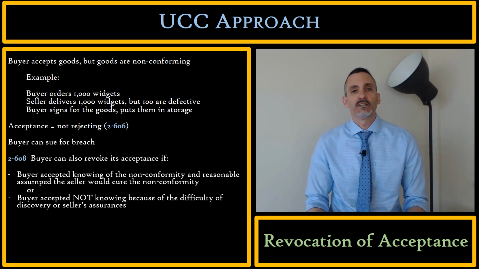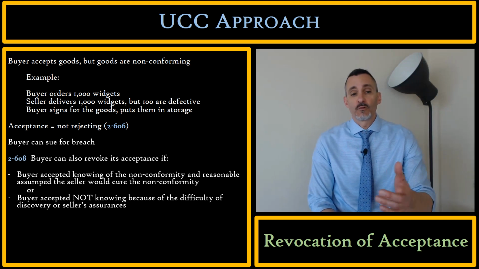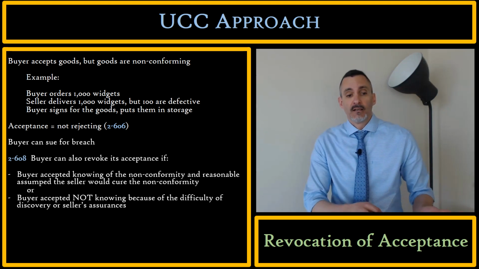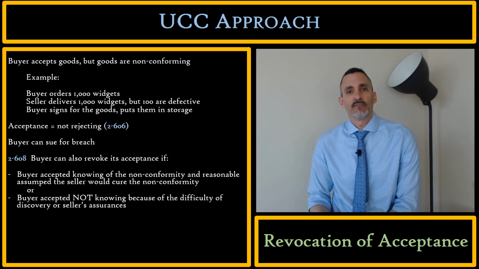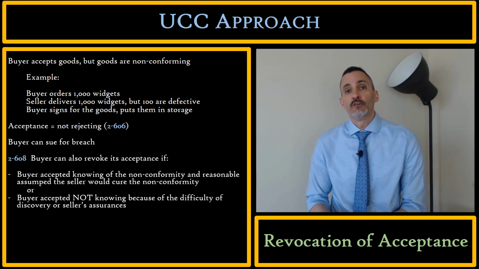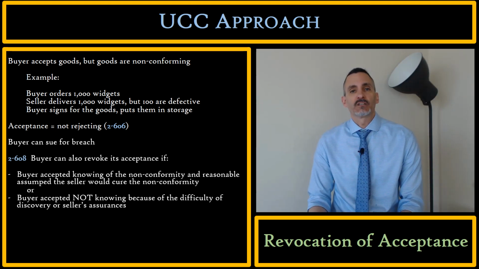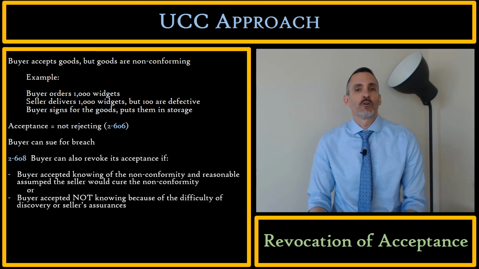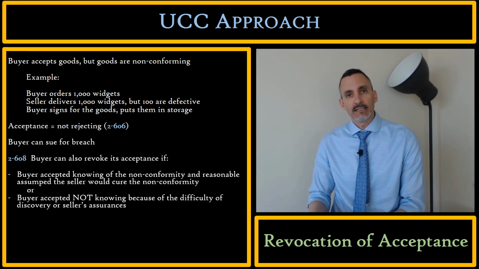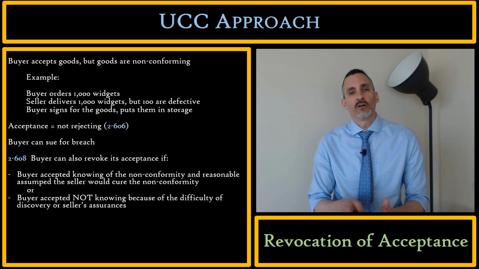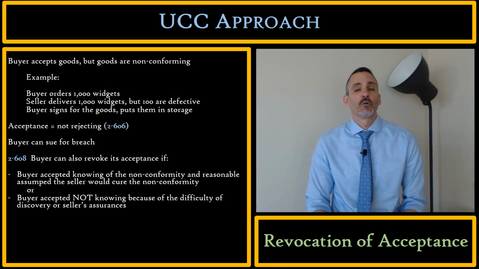So for whatever reason, buyer noticed the nonconformity. In this case, we don't have facts about that, but seller delivered 1,000 widgets. 100 of them were defective. Let's assume that buyer knew that the goods were defective. Some of them were defective, and she accepted the goods anyway. Can she revoke her acceptance? Well, it depends. Did she reasonably believe that seller would cure the nonconformity? Right? And seller hasn't cured the nonconformity. Then she can revoke her acceptance.